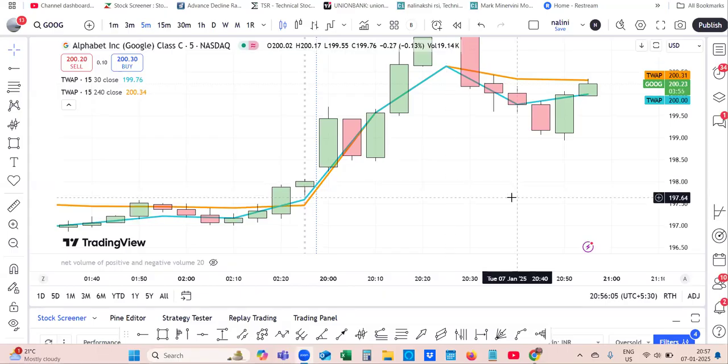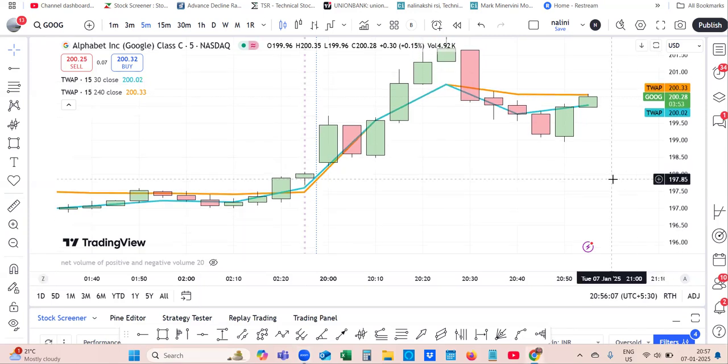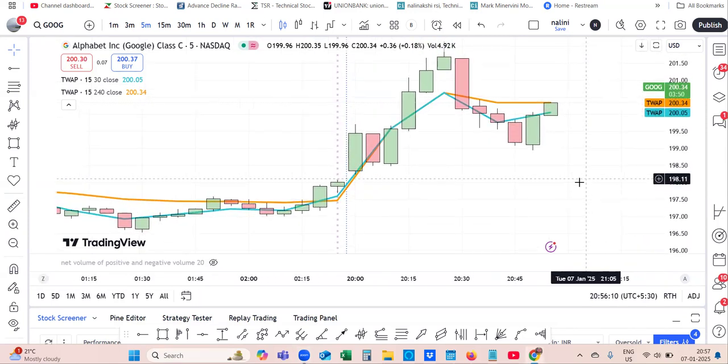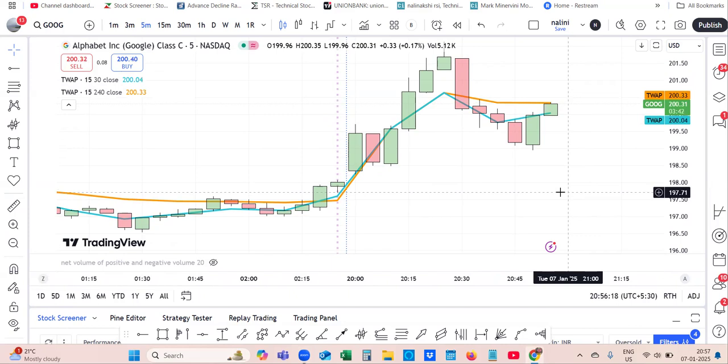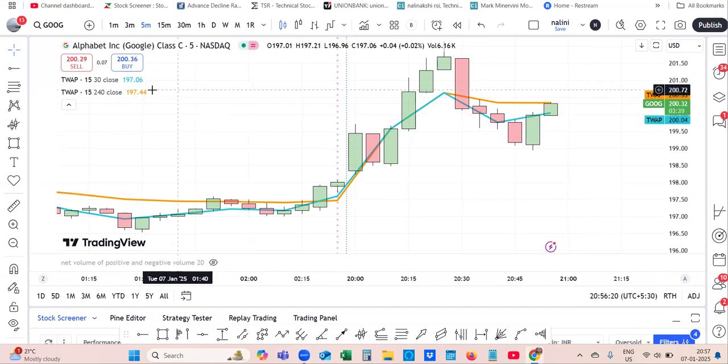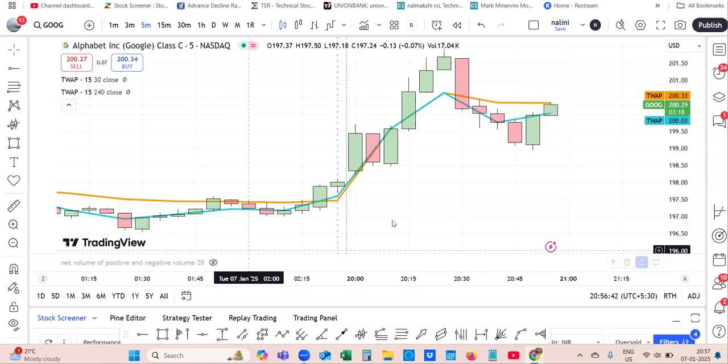As per the request of one of my viewers, I'm making this live video on entries based on the time-based weighted average price. Here, I've used two settings: the shorter period anchor period is 30 and the 15-minute time frame, and the longer period I've used is 4 hours and 15 minutes. The anchor period is 4 hours and the 15-minute time frame.